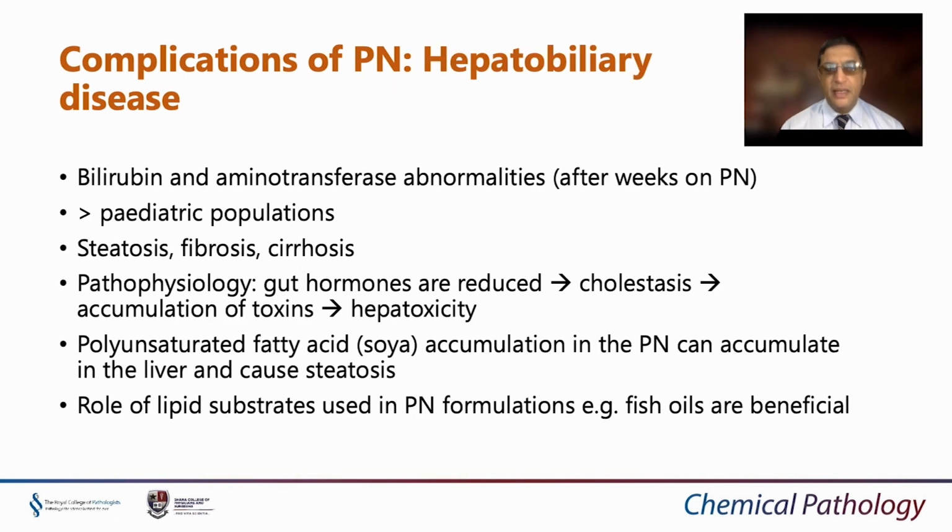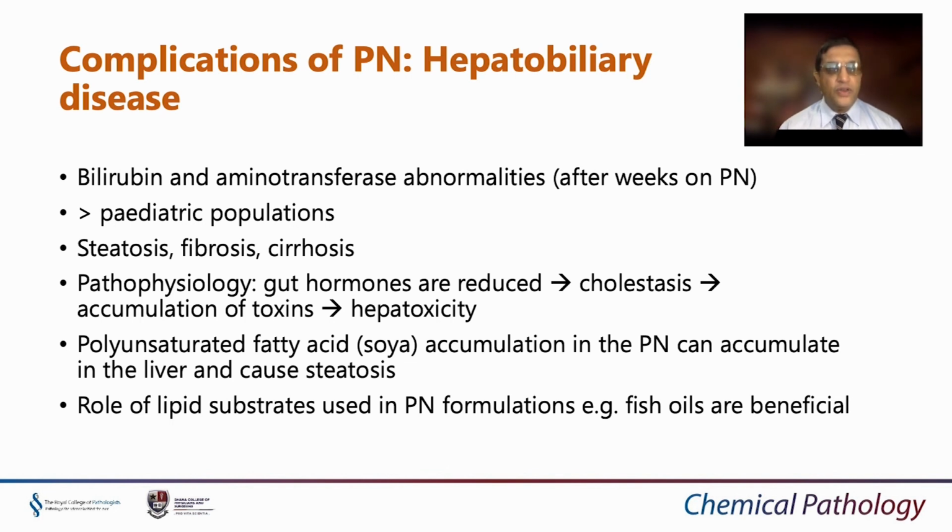Hepatobiliary disease is observed as another complication. Bilirubin and aminotransferase abnormalities are observed. This is not acutely, this is after weeks on parenteral nutrition, and it can occur more so in pediatrics. Steatosis, fibrosis, and cirrhosis can ensue. The pathophysiology implicates gut hormones that are reduced. There is cholestasis, accumulation of toxins, and hepatotoxicity.